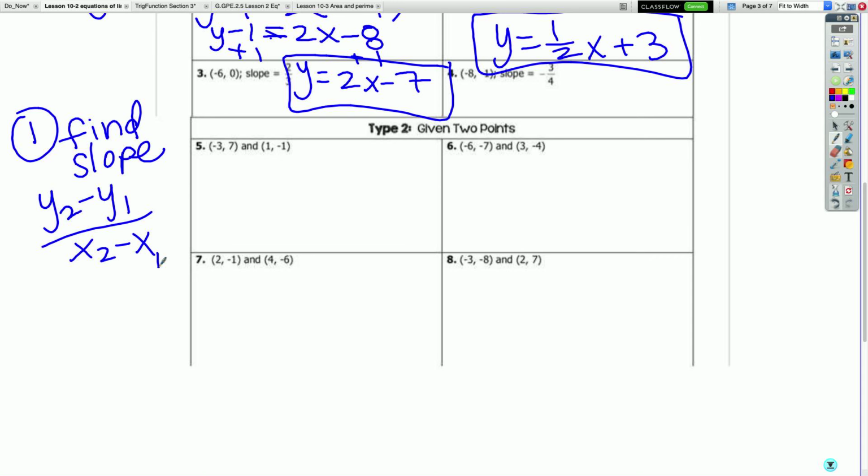Okay, find your slope. Show your steps. That one is wrong. Maybe I tried to use it in class. We can simplify it.